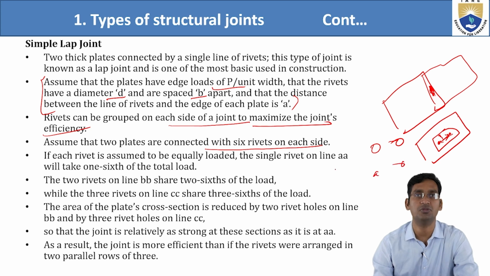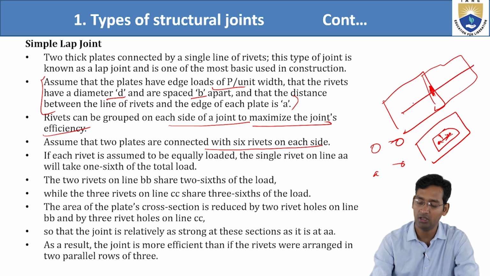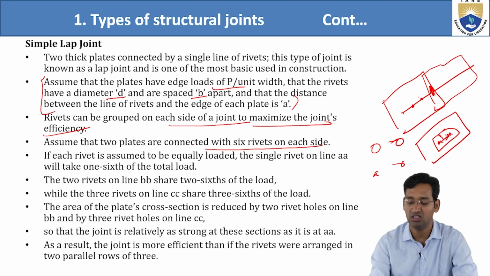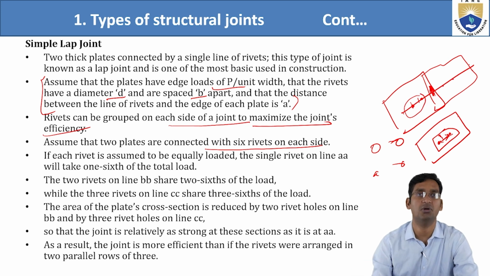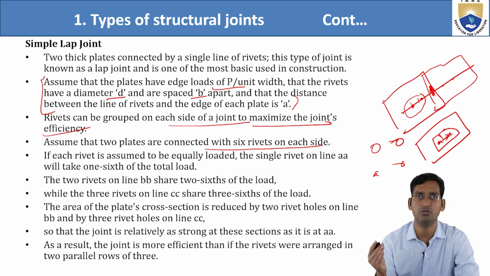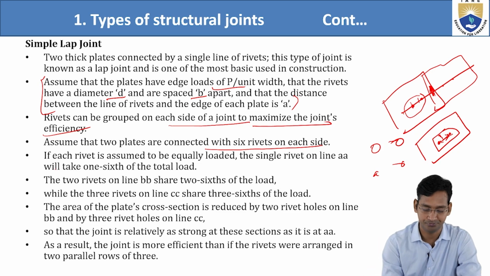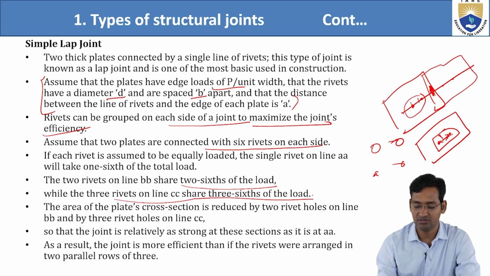So one rivet will experience 1/6 of the load. The two rivets on line BB share 2/6 of the load, while the 3 rivets on line CC share 3/6 of the load. So the load shared depends on how many rivets are there.